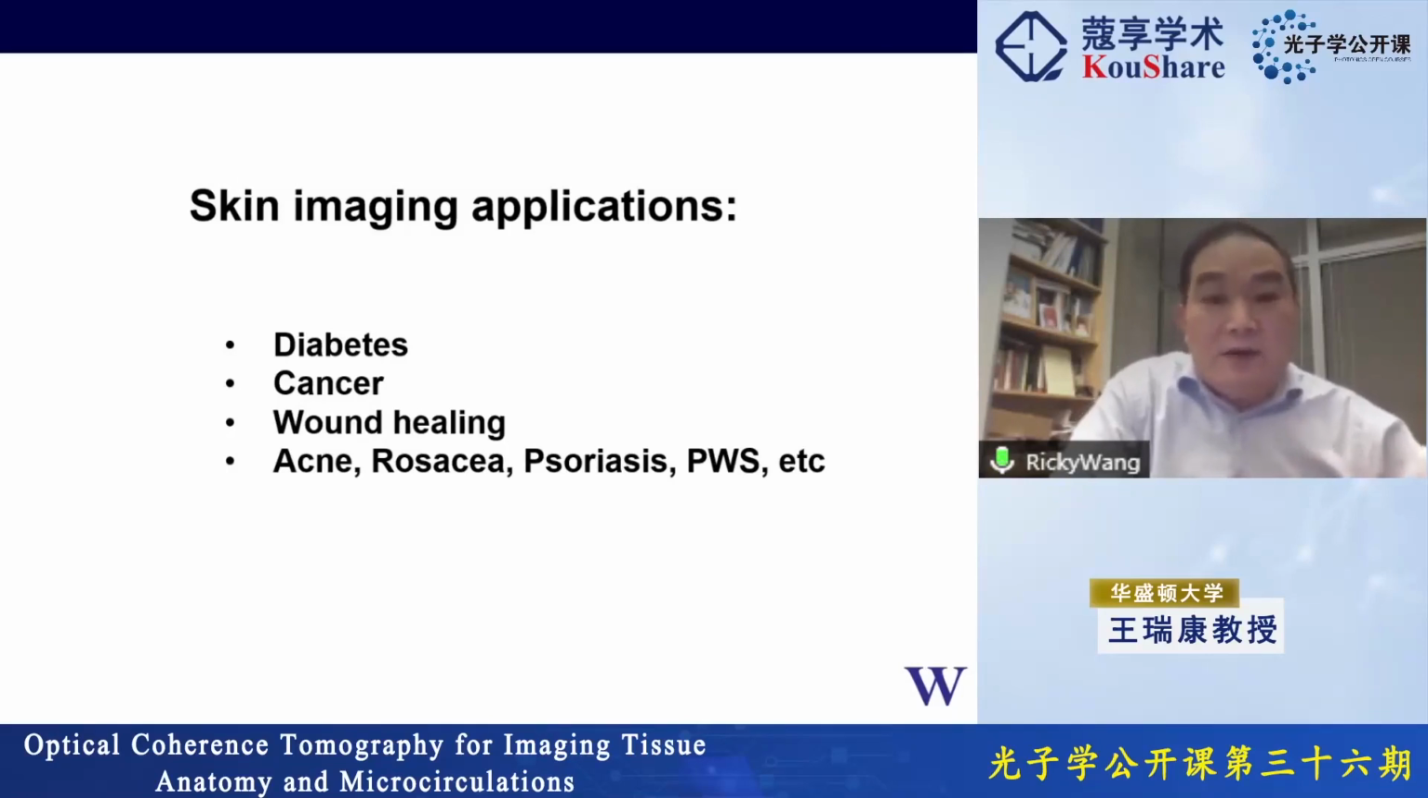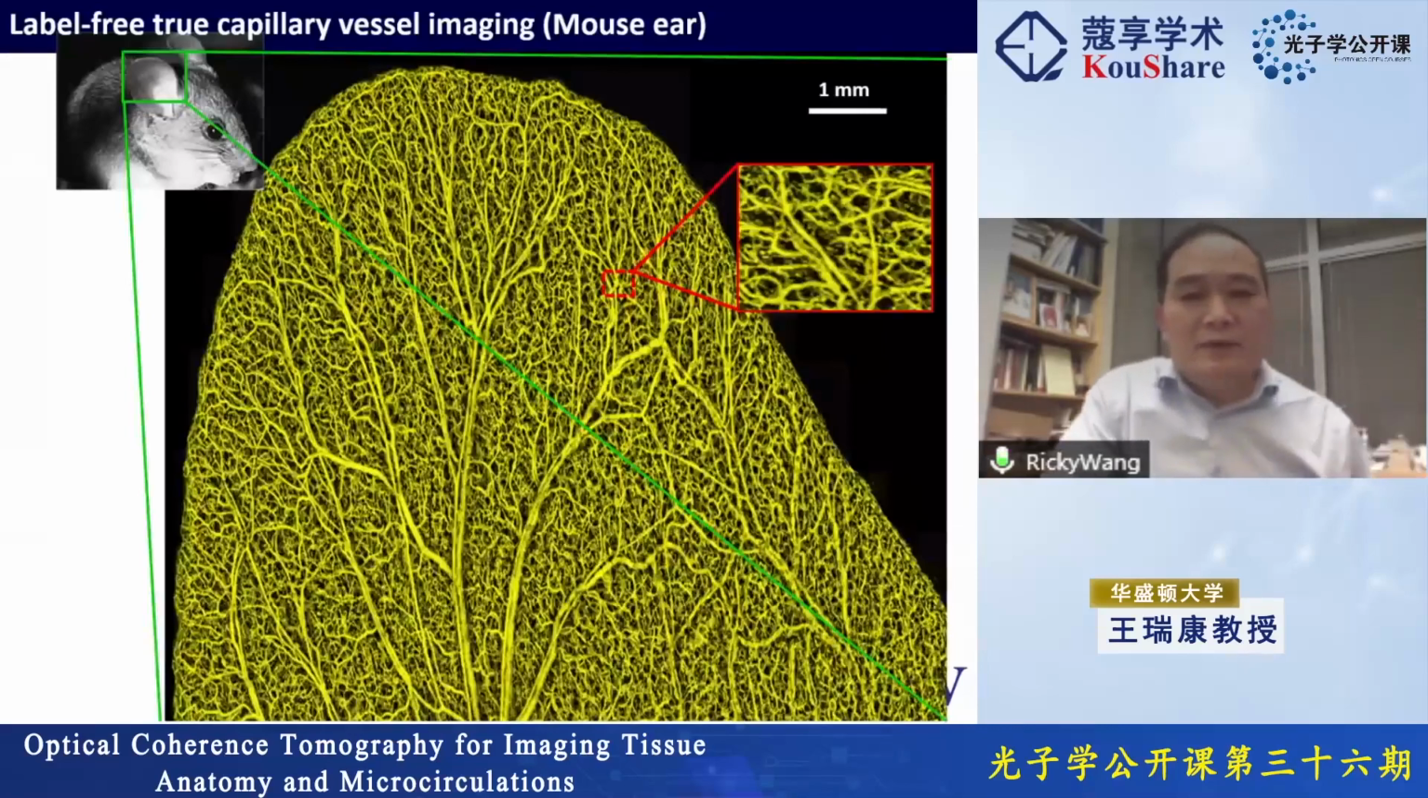And in the skin, you can look at diabetes, skin cancer, and even wound healing, right? Or burns. The wound healing. And also you can look at cosmetics, so acne, rosacea, psoriasis, and port wine stain. All these are very important in skin imaging, and I just gave you a couple of examples, right?